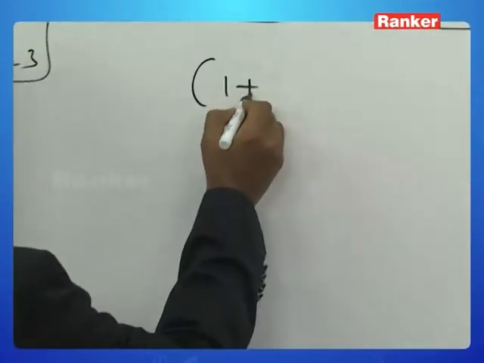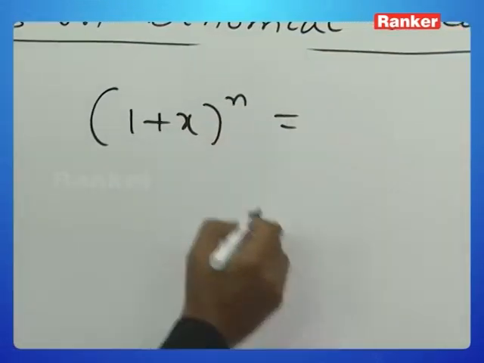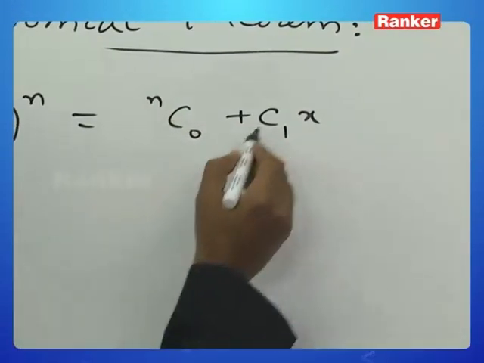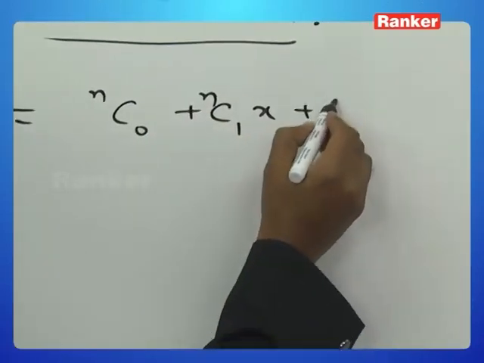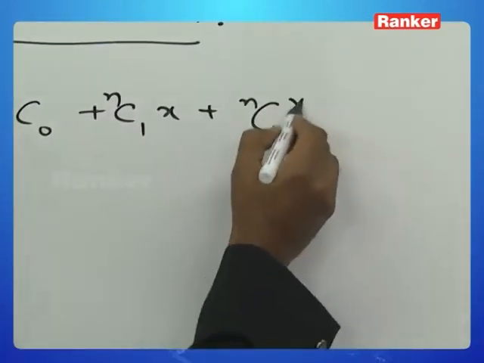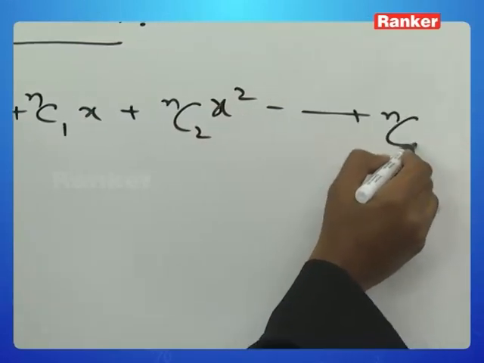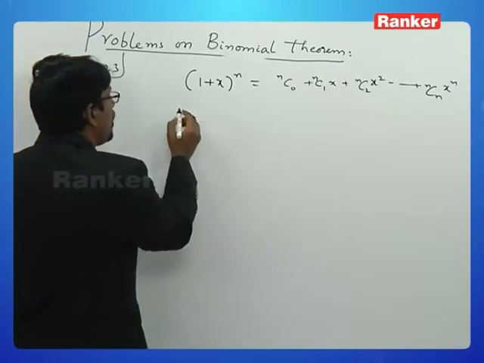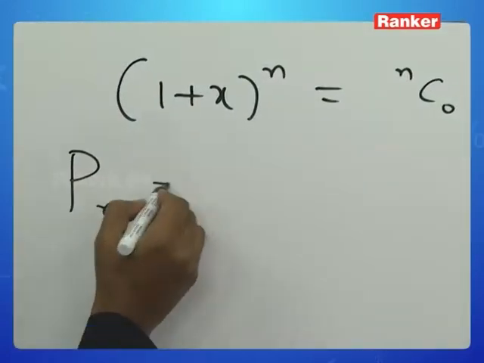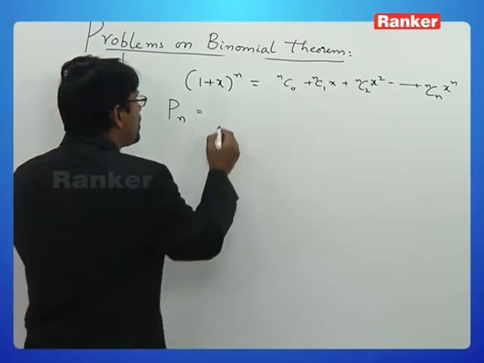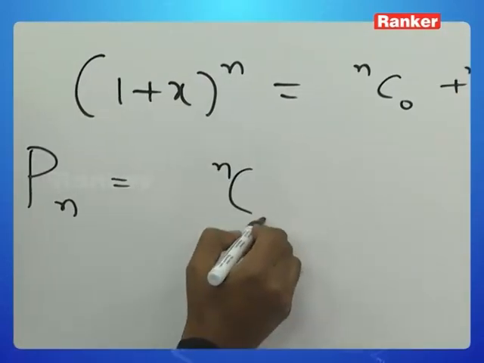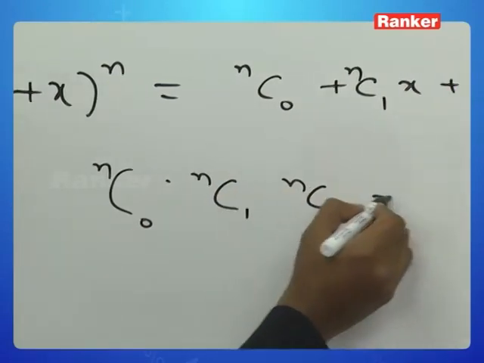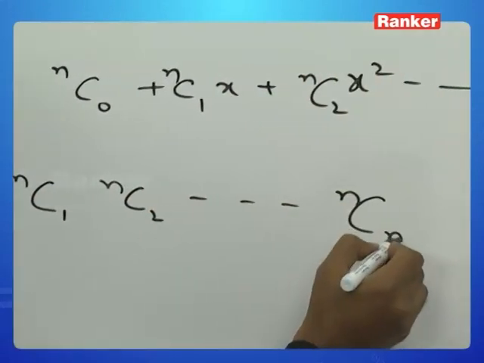What is the expansion of (1 plus x) power n? nC0 plus nC1 x plus nC2 x square, and so on, nCn x power n. Now, what is Pn he has given? He has given that Pn is nothing but the product of these binomial coefficients, nC0 into nC1 into nC2, and so forth, nCn.